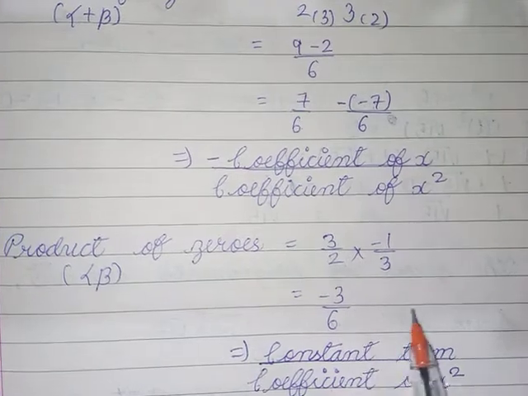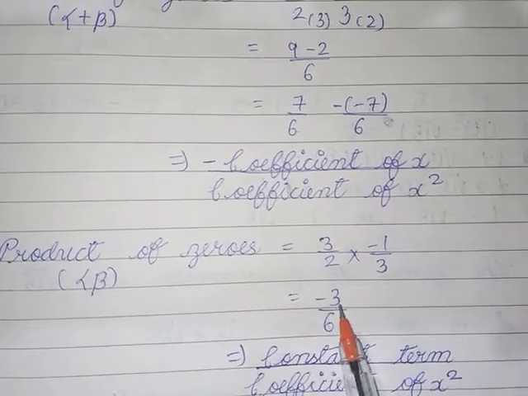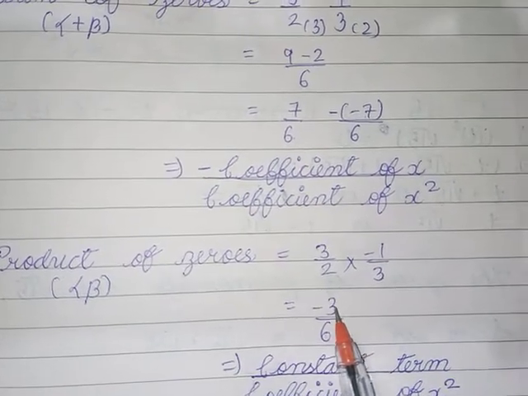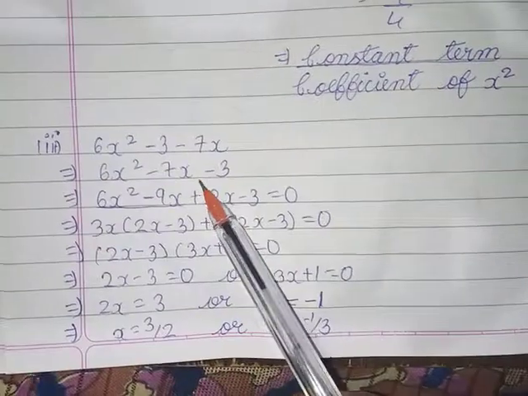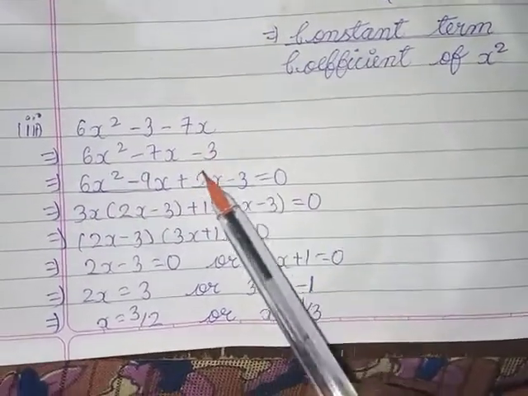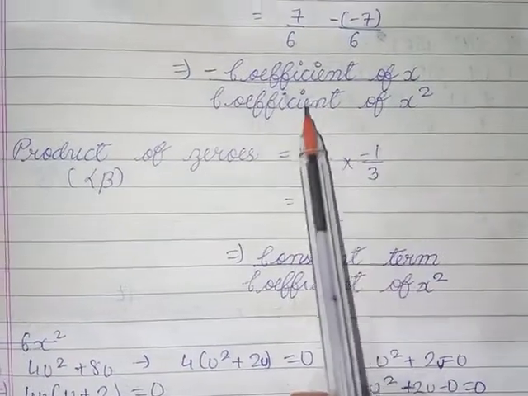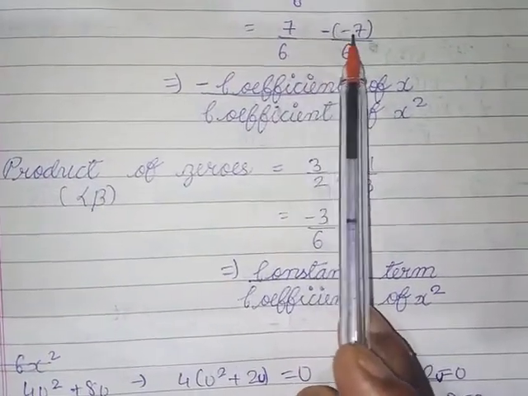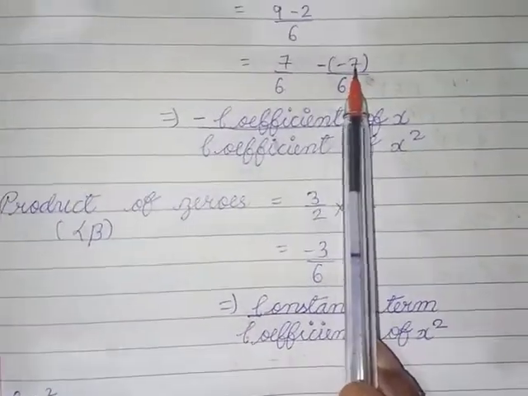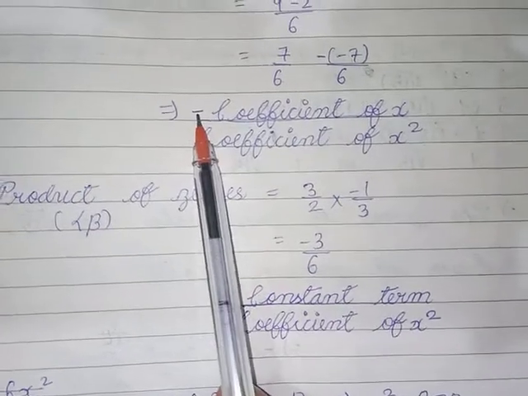So 2 3s are 6, and minus 3 by 6. What is minus 3? If you see our original question, minus 3 is the constant term, and 2 is the coefficient of x square. Whenever there are positive signs, like 7 by 6, you have to split it into minus. So minus 7 can be replaced as the coefficient of x, over the coefficient of x square, with this minus as the original form.